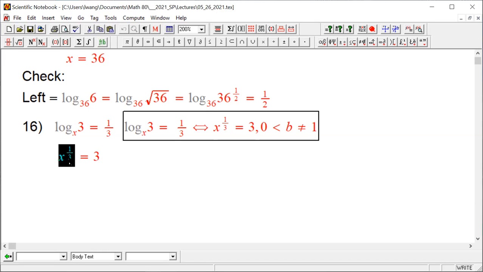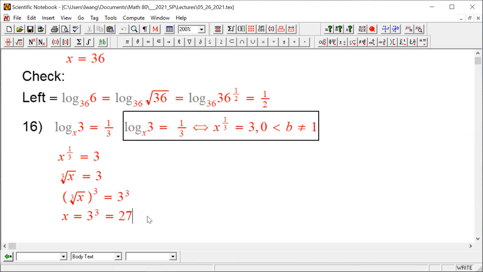What do we do? X raised to the power 1/3 is the cubic root of x. That equals 3. Then what can we do? We're going to take the third power. We're going to raise both sides to the power 3 to isolate x. The left-hand side is x, and the right-hand side, of course, is 3 to the power 3. 3 to the power 3 is 27.